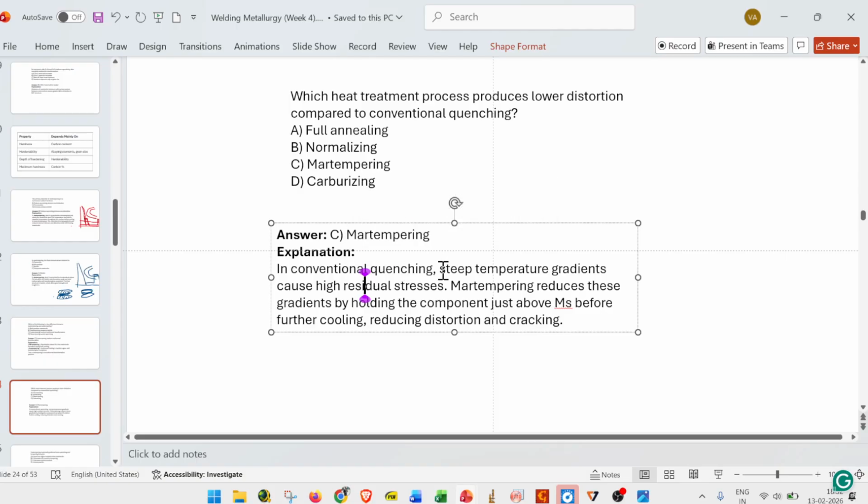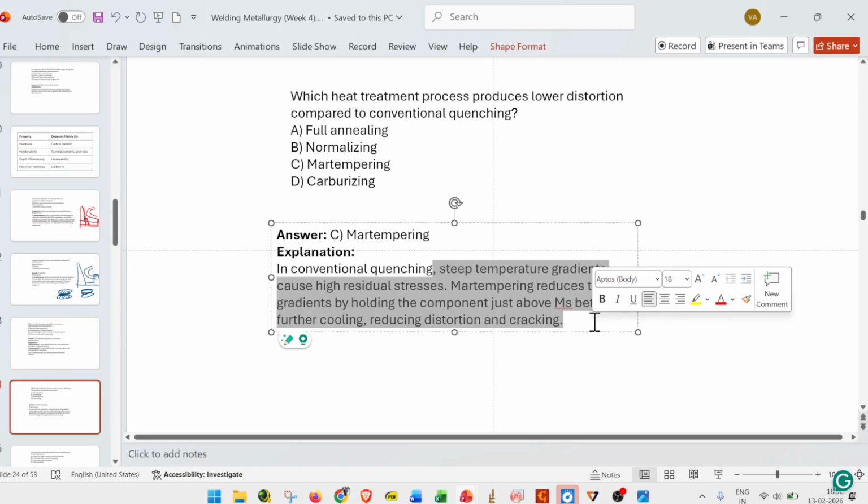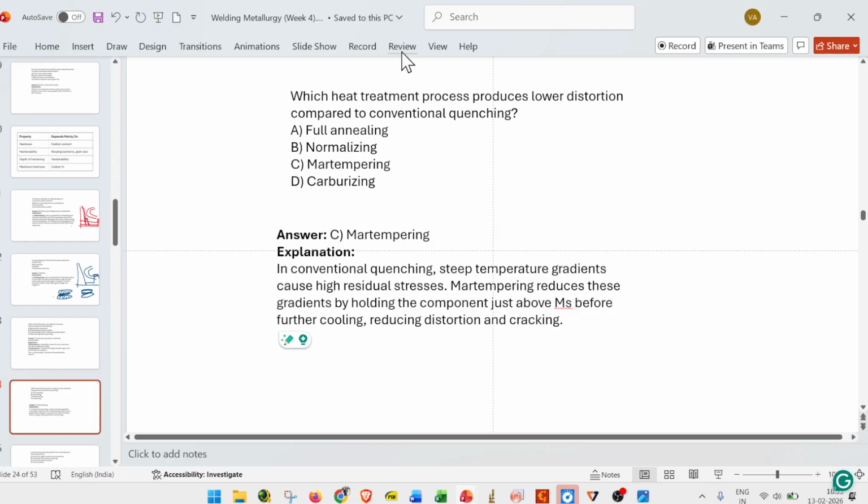In conventional quenching, the temperature gradient causes residual stresses. Martempering reduces those gradients by holding the component above the martensite starting temperature. Once it reaches a uniform temperature, then we quench it. Here, full annealing and normalizing also produce less distortion. I think the options in this question are a bit wrong.